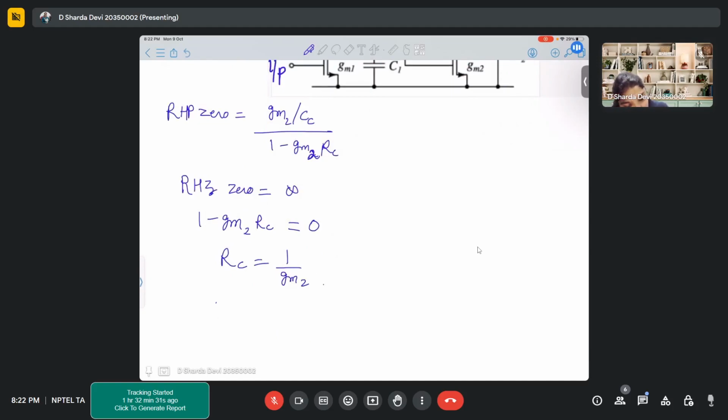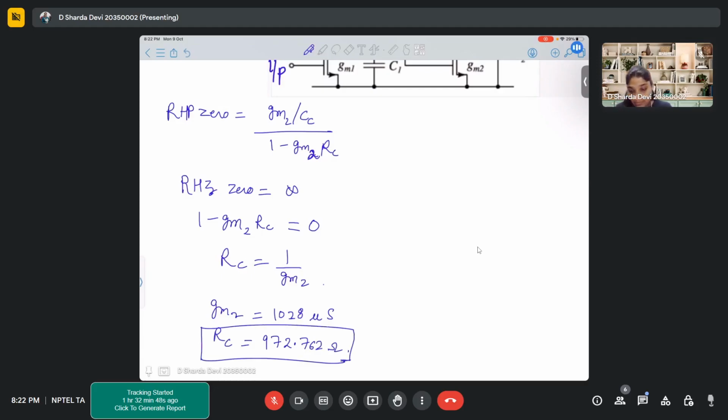GM2 was mentioned as 1028 microsiemens. So the value of RC is 972.762 ohms. This is the resistor that you will need to cancel out the zero and to move the zero far away from your dominant pole. That's why we have made the zero go to infinity. So for that case, we have calculated these values, and this is what we have found out. Clear?